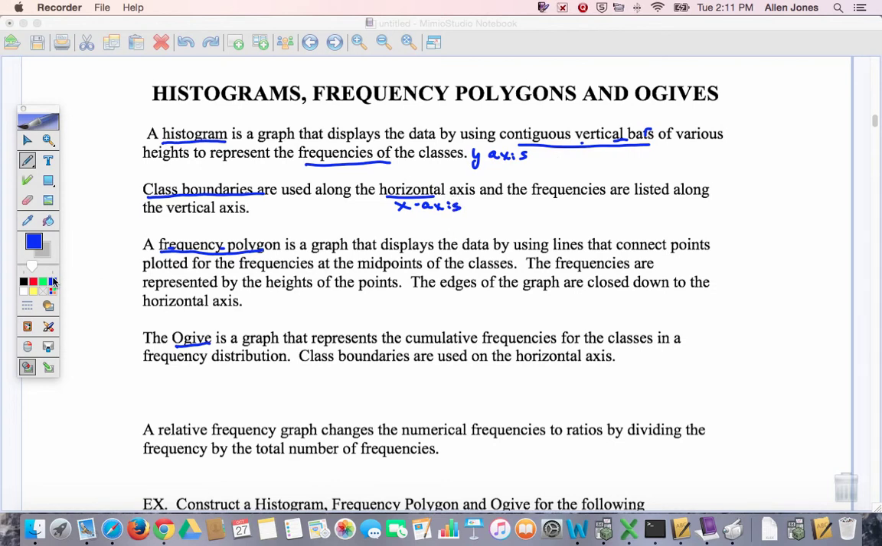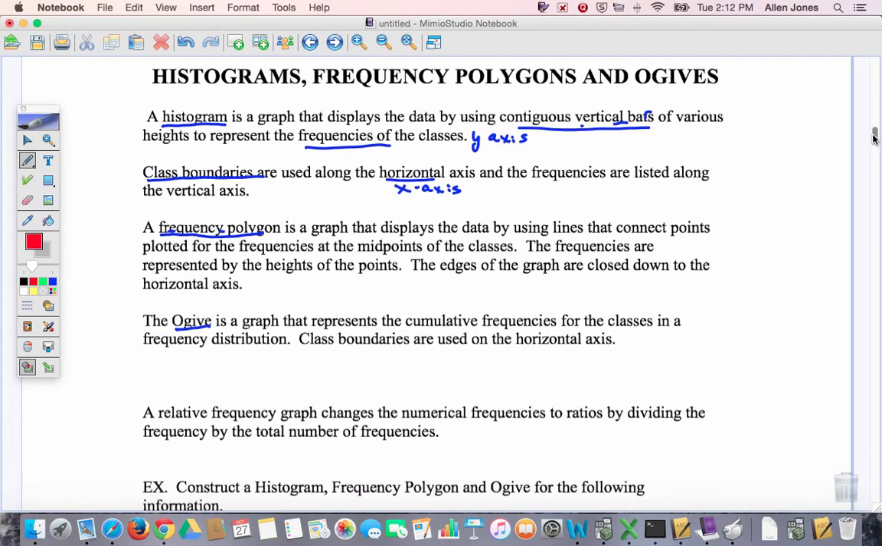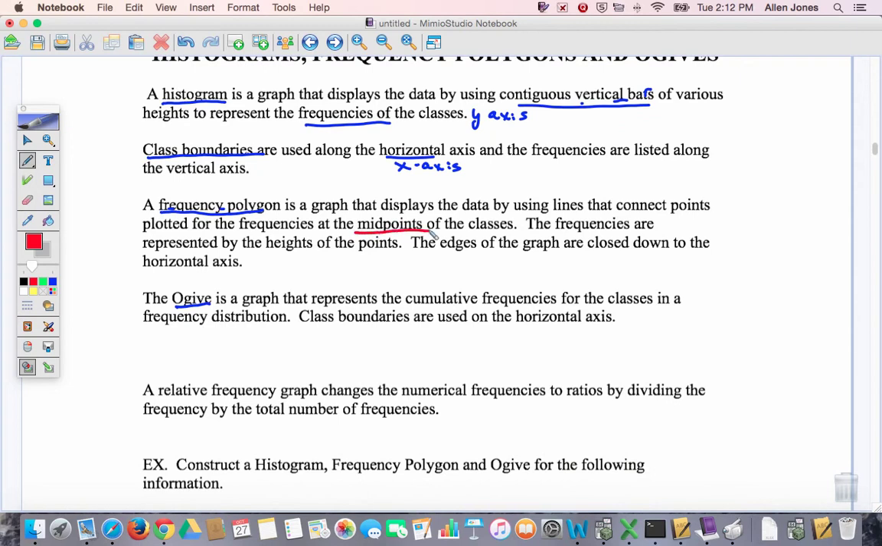Our frequency polygon has three characteristics that set it apart. Number one, instead of using the class boundaries, we use the class midpoints, along our x-axis. It is a line plot, so to speak, so we plot the points and connect those with lines. And the third thing is the edges of the graph are closed down to the horizontal axis to make it a polygon. If you're familiar with the definition of a polygon, it's a closed shaped figure. So our polygon is basically a straight edge to the x-axis at both ends of that line plot, so it makes a closed shaped figure.